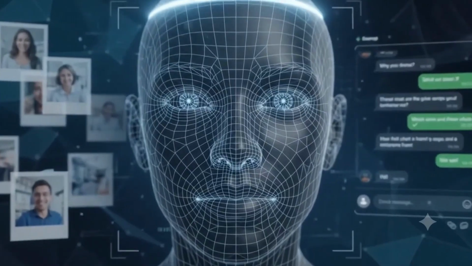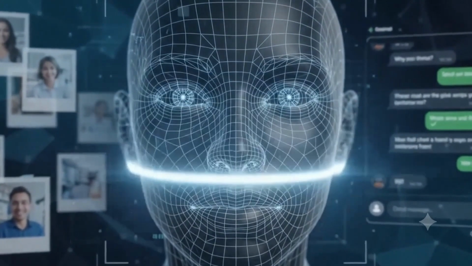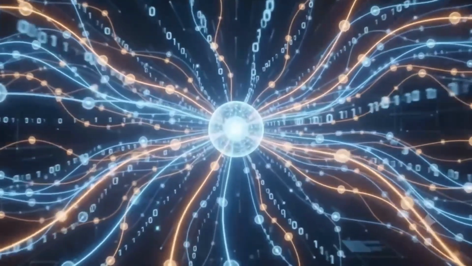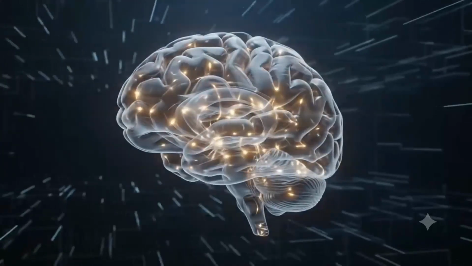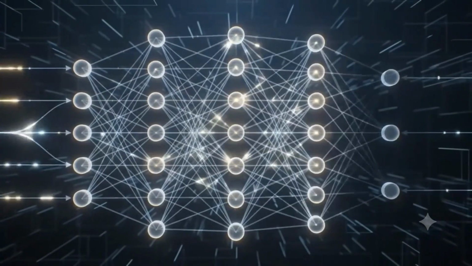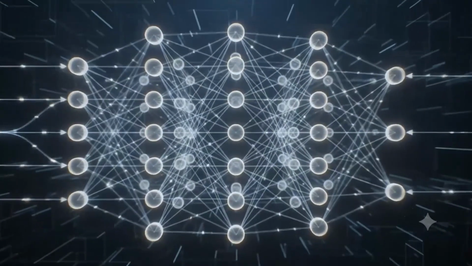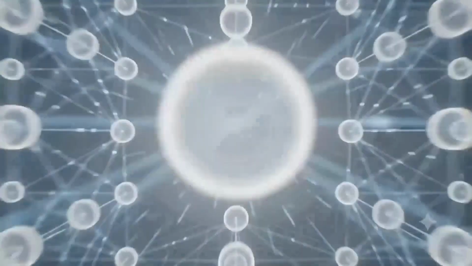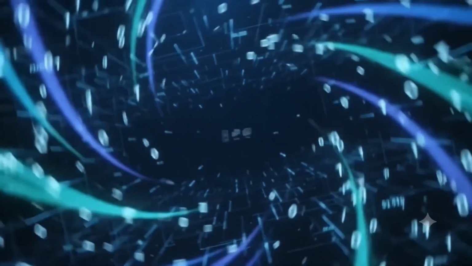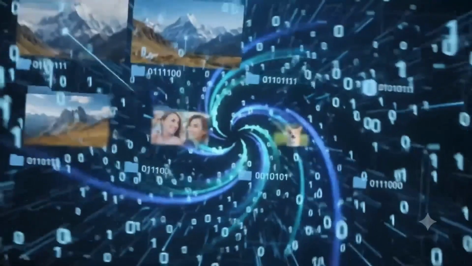Today we will see artificial neural network. Have you ever thought about how your phone unlocks just by looking at your face? How does ChatGPT understand your question? How does Google Photos recognize thousands of pictures? And how can a self-driving car know where to stop or turn? The answer to all these questions starts with something called artificial neural network, or ANN.